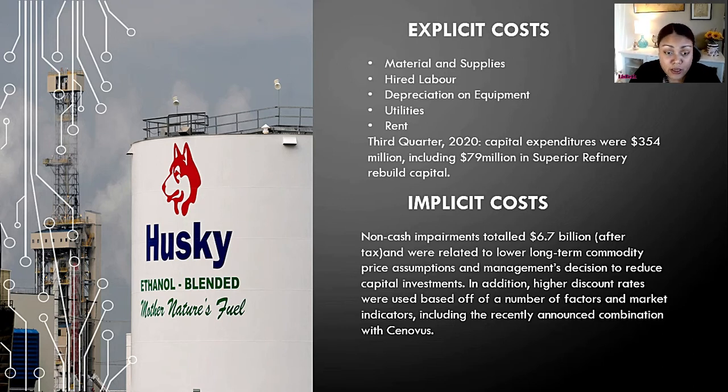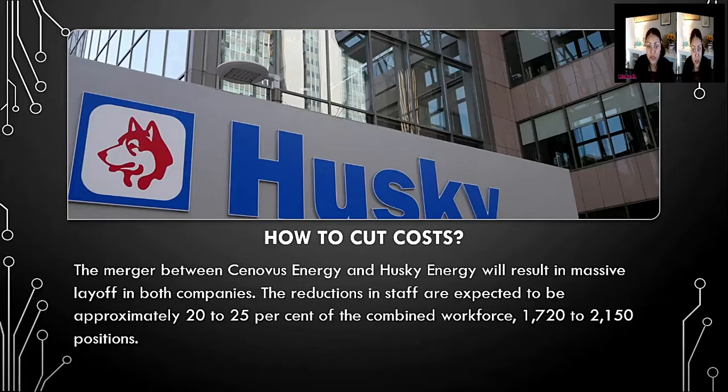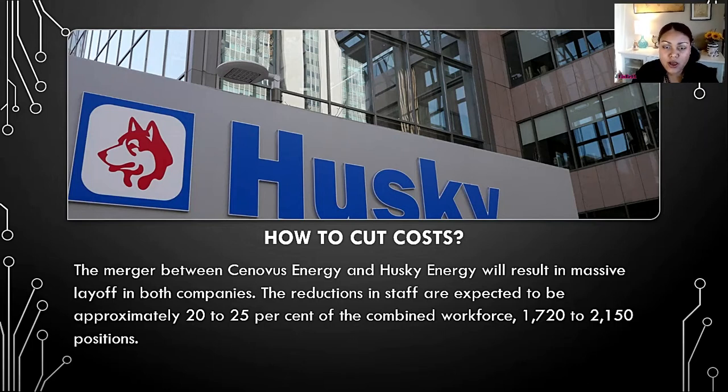So, the implicit costs in the company are the cost of using the owner's resources when no payment is made, or a cost that does not require an actual expenditure of cash. For the third quarter of 2020, Husky Energy's non-cash impairments totaled $6.7 billion after tax, and were related to lower long-term commodity price assumptions and management decisions to reduce capital investments. So let's see how to cut costs for Husky Energy.